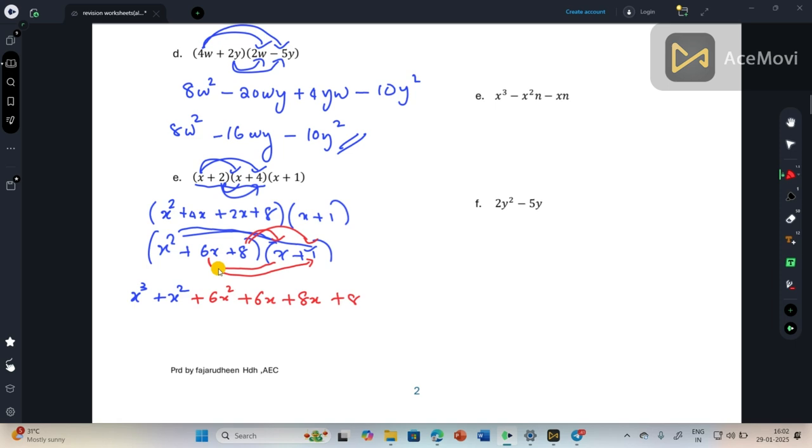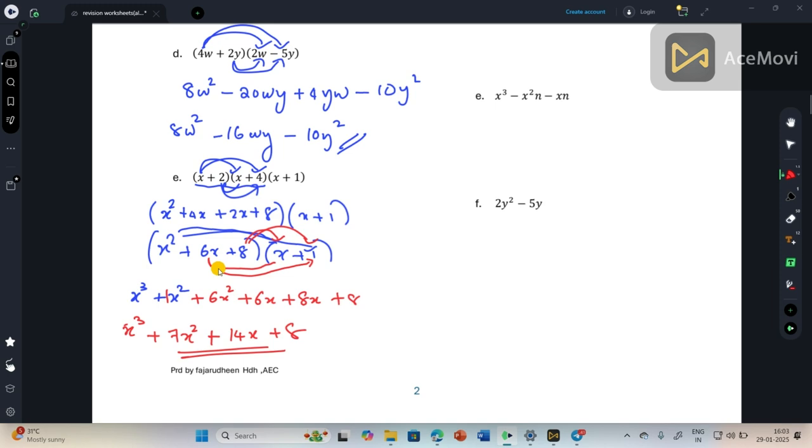Now we can just add all the like terms. So that's x cube. Only one x cube is there, so we can just write it like that. And x square plus 6x square, we know that is 7x square, because x square is actually 1x square. So 1x square plus 6x square is 7x square. Then 6x plus 8, 6x plus 8, it's 14x plus 8.